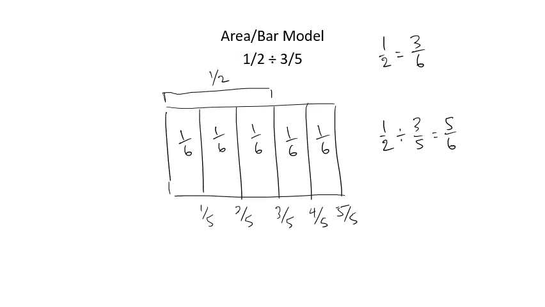Again, if 1/2 goes to 3/5 of a group, then the question is how many go to one group? And one group in this case makes 5/6.